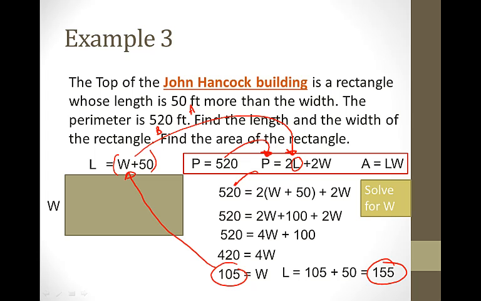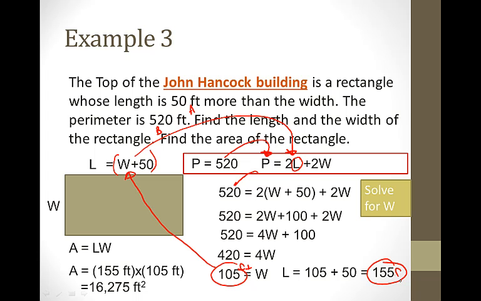How do I find part B? Well, I'm given the length and the width. Now I can use my formula of the area. We'll bring it down here. There's length times width. Plug in the length and the width. And we get 16,275 feet squared. Really, I should have put units on here. So feet and feet. And it's up to you if you use units when you're calculating or if you just know at the very end to put them in.